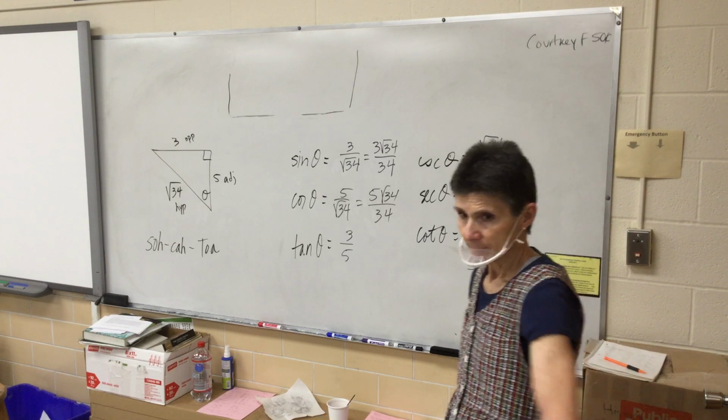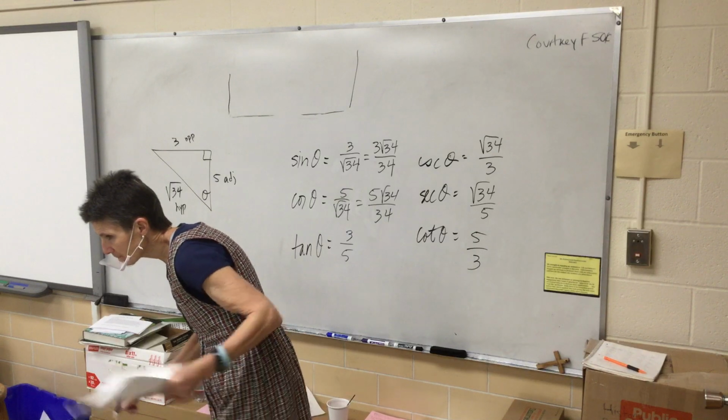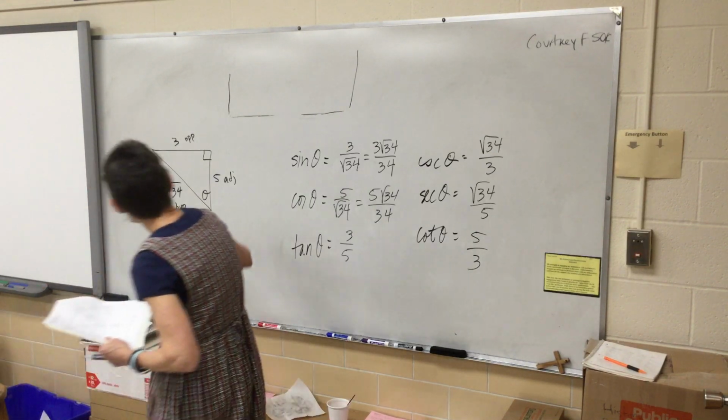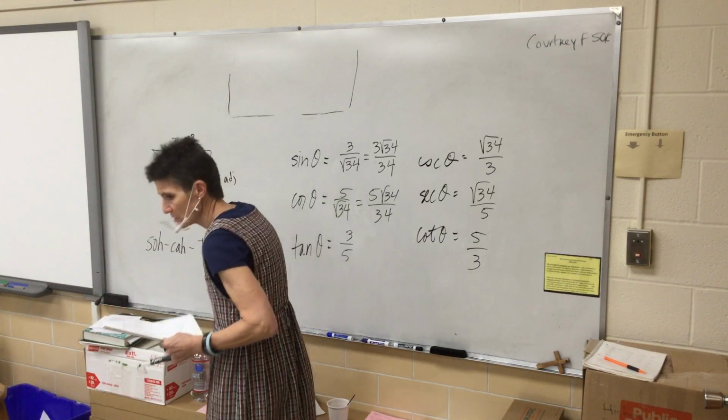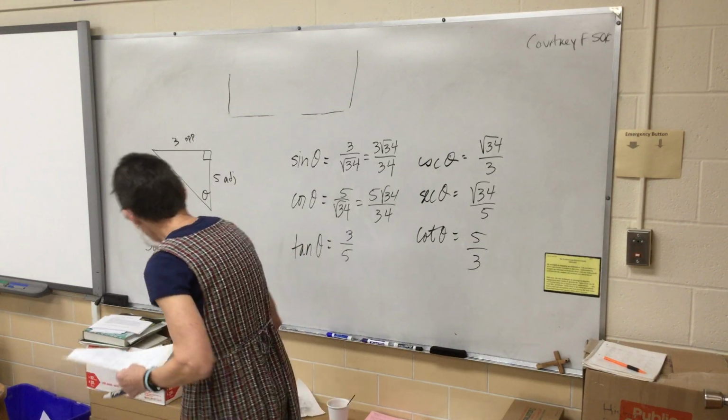How do we get square root of 34 again? Pythagorean theorem, 9 plus 25, a squared plus b squared equals c squared.